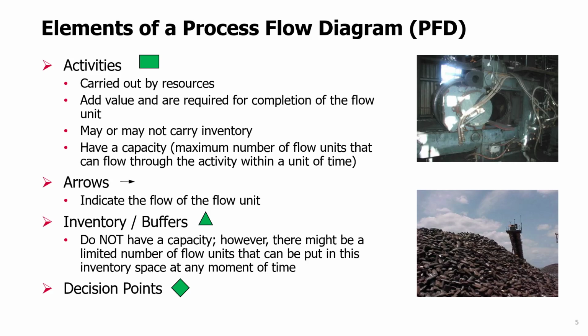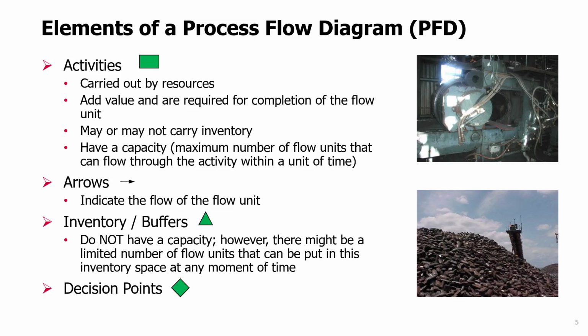We will also have arrows which indicate where the units are flowing. And we will also have buffers indicated by these triangles. They don't have capacity, right? They don't have a maximum flow rate they can process. However, there might be a limited number of flow units that can be put in this buffer at any moment of time. And there might also be sometimes in the process flow diagrams decision points, if some units follow different paths through the process.